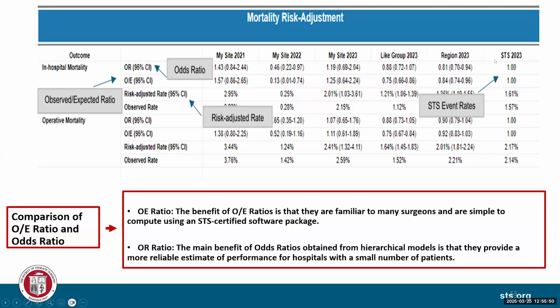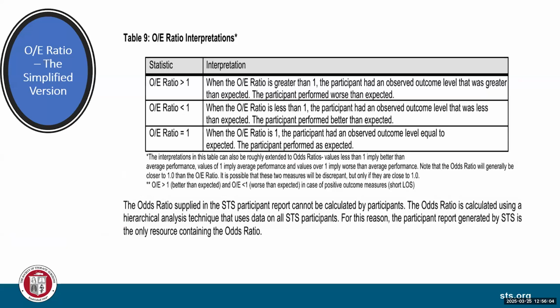Again, when you look at the STS, it's always 1. The OR, the odds ratio, is 1. The OE is 1. One's pretty much, I consider, average. So a very simplified version, much like the odds ratio: if your OE is greater than 1, then you are doing worse than expected. If your OE is less than 1, then you're doing better than expected. And if your OE is 1, you're doing as expected.